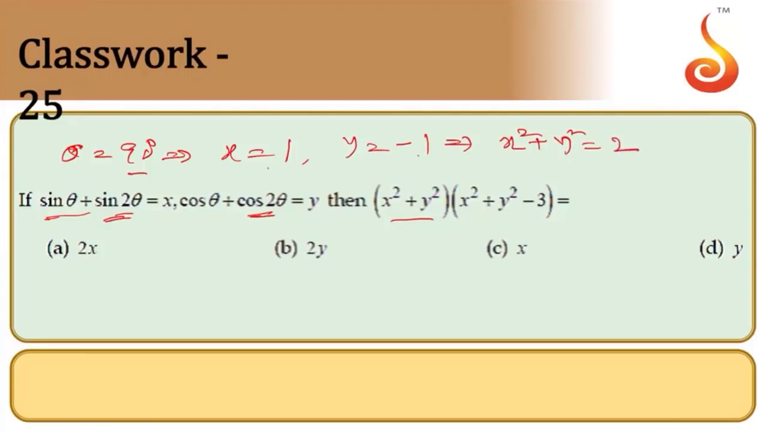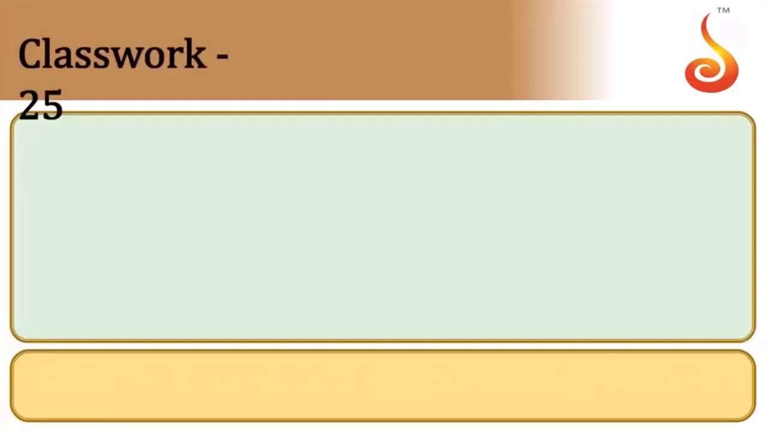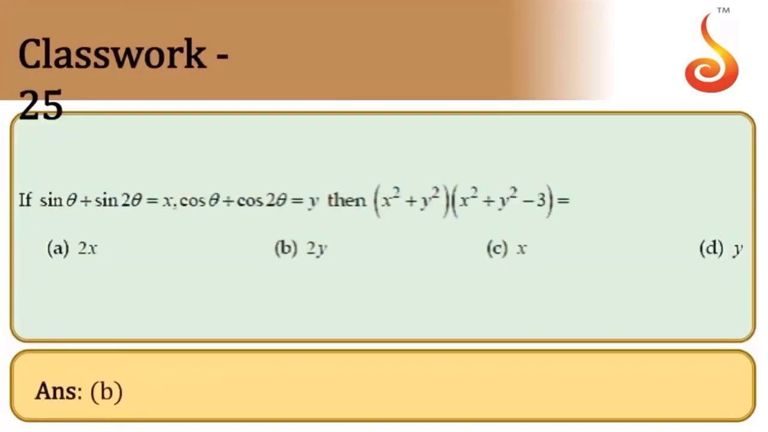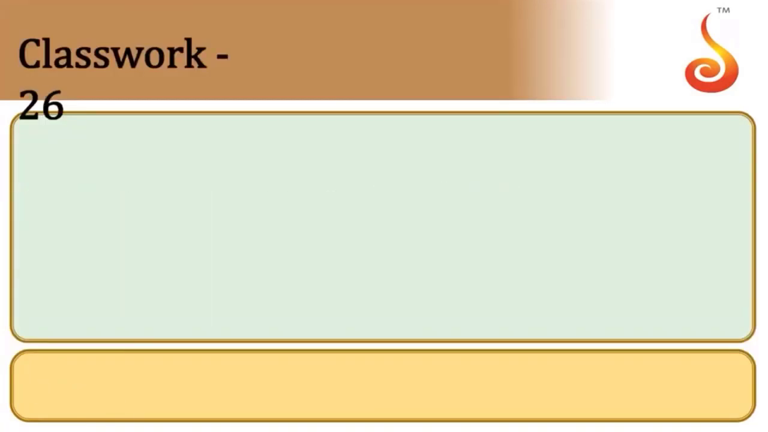1 square plus 1 square is equal to 2. So this happens to be 2 multiplied by 2 minus 3, which is equal to minus 2. And that can be written as 2 multiplied by y, which will satisfy the required answer here. So the answer is 2y.